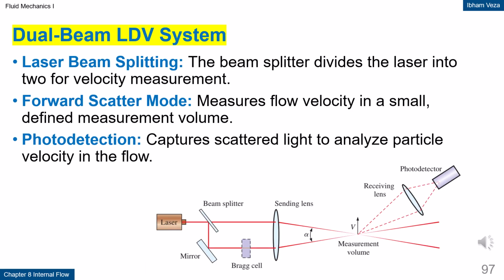Dual beam LDV system. This system uses a beam splitter to divide one laser beam into two. The two laser beams intersect and form a small measurement volume. Particles in the flow scatter light when they pass through this region. The scattered signal is captured by a photodetector for analysis. From this analysis, particle and flow velocities can be determined with high precision.